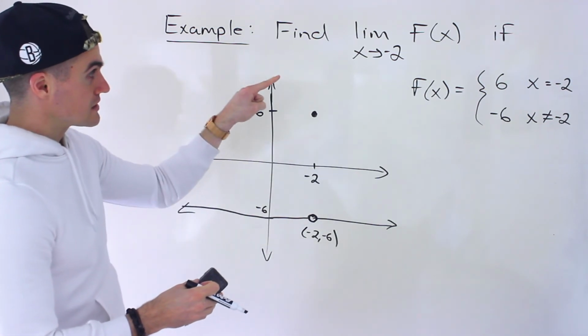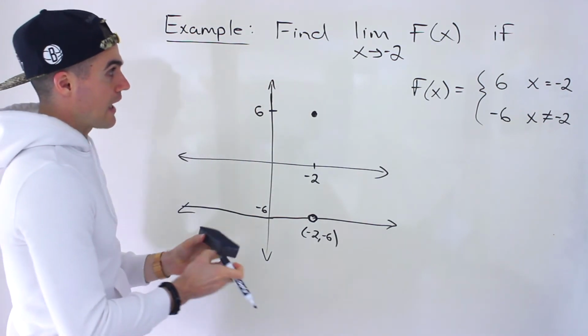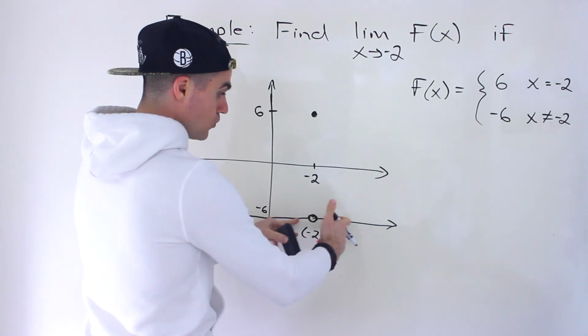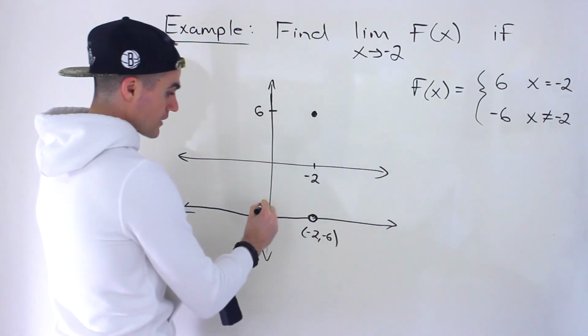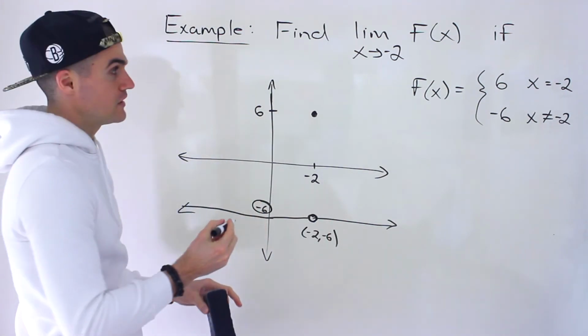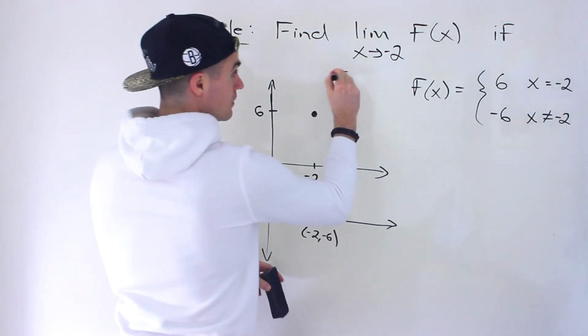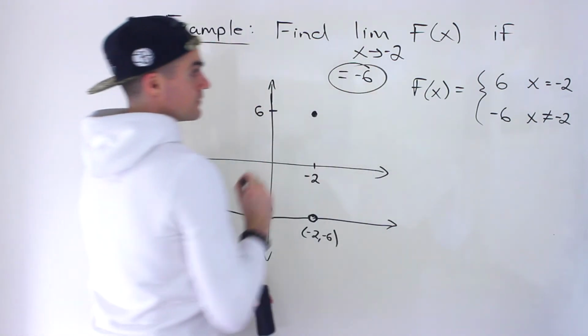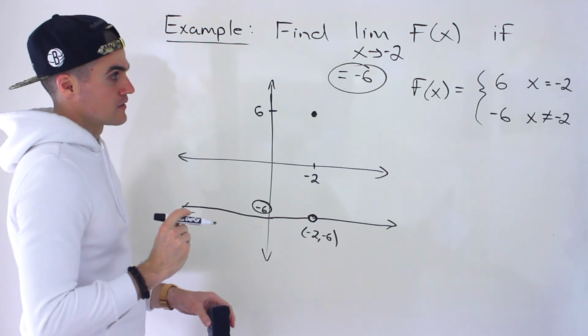And so now let's go back to the limit. What happens as x approaches -2? What y value are we approaching? We're actually approaching a y value of -6. So the answer to this question is -6, right?